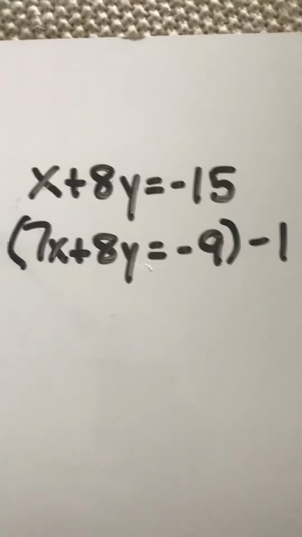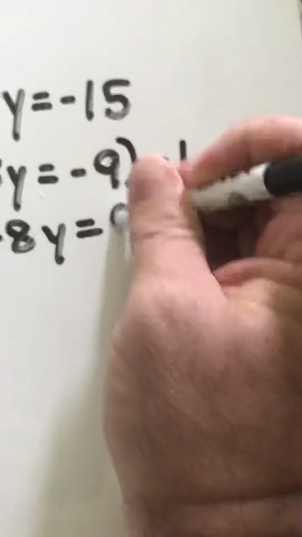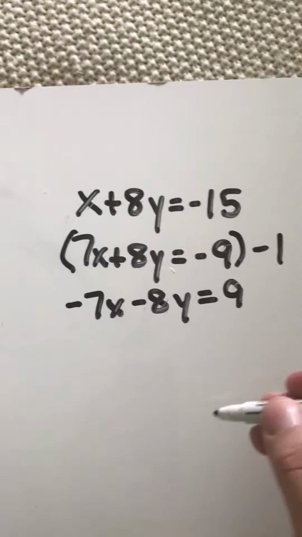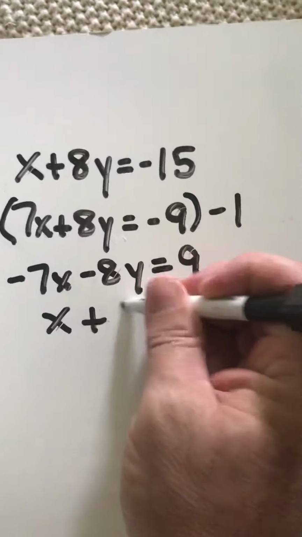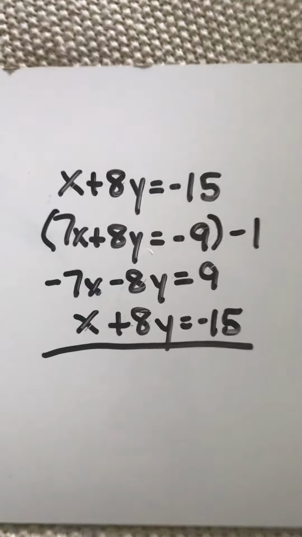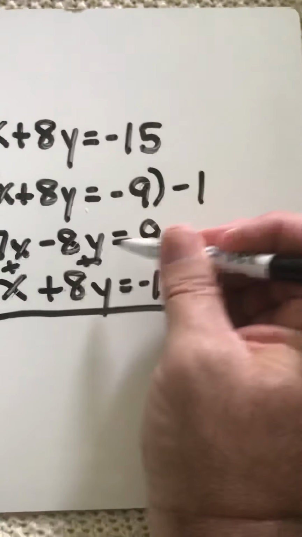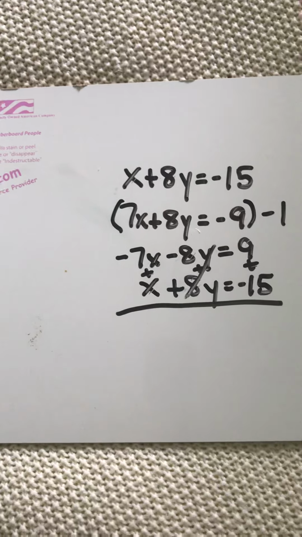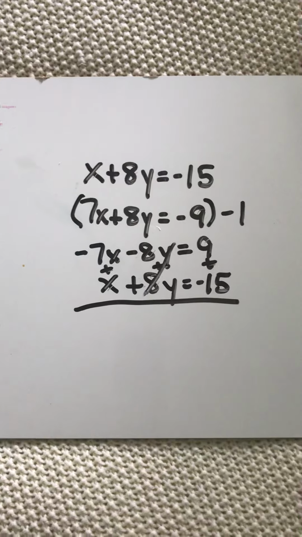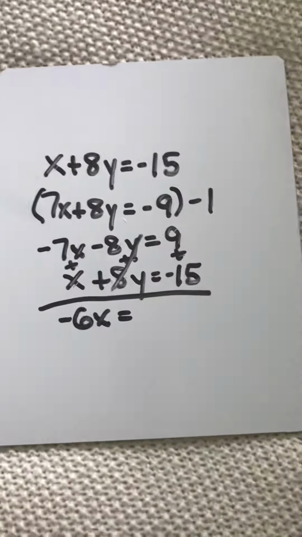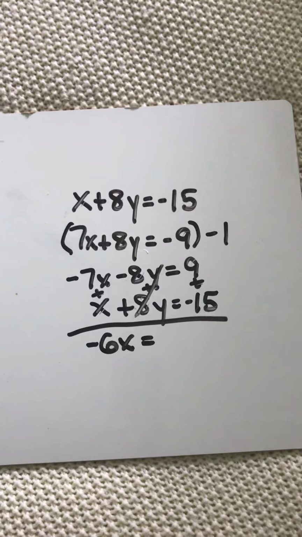We're going to multiply this whole equation by negative 1, and it's going to change it to negative 7x minus 8y equals 9. So then I'm going to write the first equation below it. Okay, and from there, by adding, I can eliminate my y variable because negative 8 plus positive 8 is just 0, so that becomes eliminated. Then I get negative 7 plus 1x is negative 6x. And then I get 9 plus negative 15, which would be negative 6.